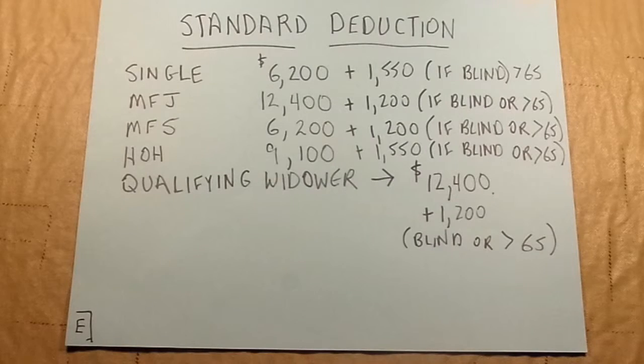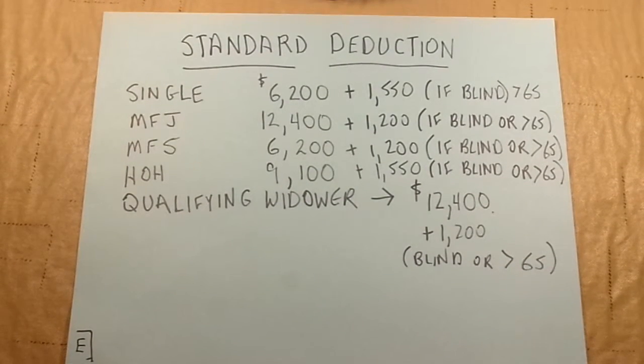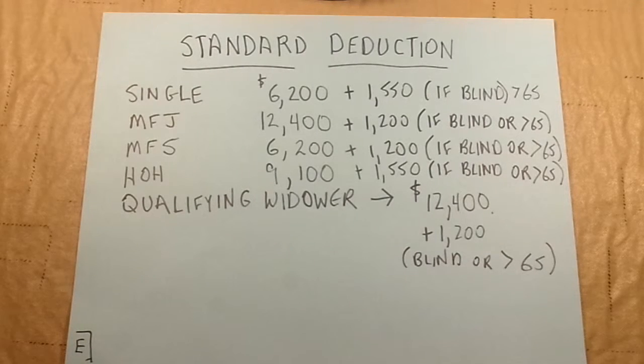Let's think about standard deduction. We're going to talk later about something called itemized deduction, but for now, standard deduction is basically $6,200 for a single person, $12,400, double the $6,200, for married filing jointly, $6,200 for married filing separately, $9,100 for head of household. These are all amounts that you can subtract from adjusted gross income to get to taxable income.